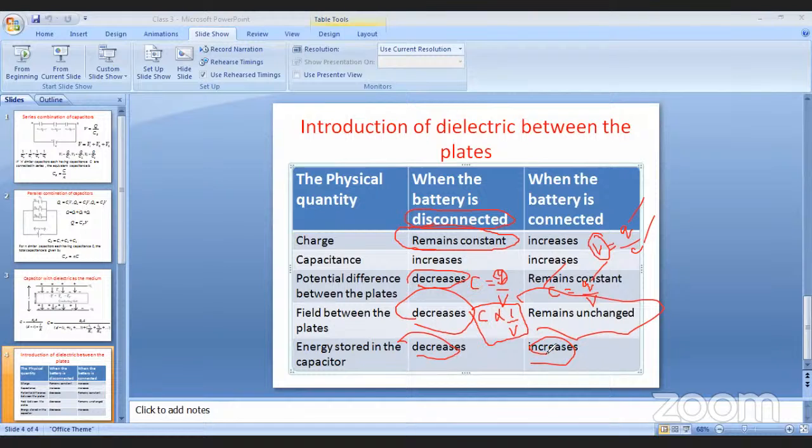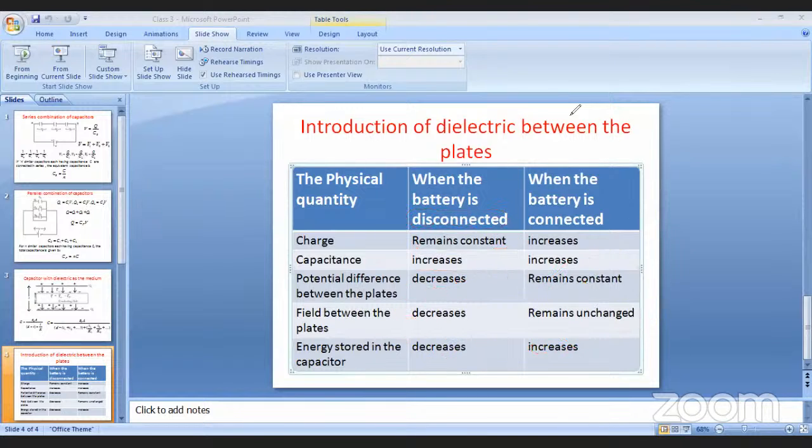Now we will be discussing some numerical problems related to this electrostatic potential and capacitance. For that, I will stop sharing this PPT and I will be opening the whiteboard now. So let me write down the question now. A numerical problem.